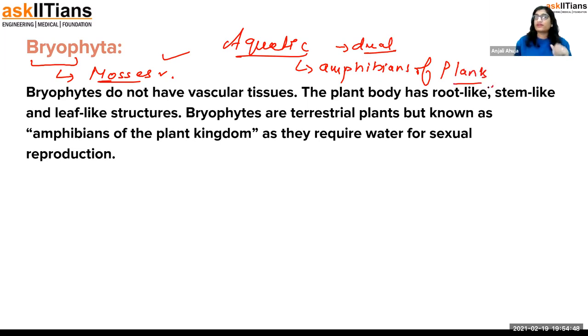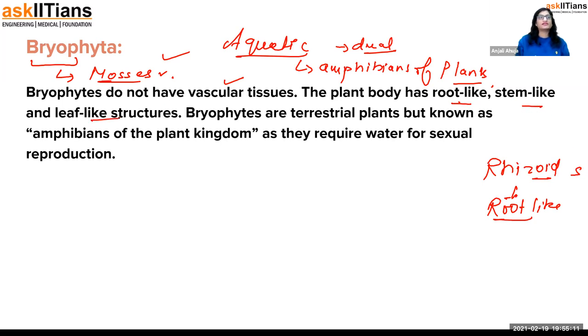Now, as they have a lot of water around them, they do not require vascular tissue, xylem and phloem. Their body is a little bit differentiated. They have a root-like structure, not properly root-like. We call it rhizoids, through which they are attached to the place where they are. Then there is a stem-like structure and a leaf-like structure, which we also call a frond. It's not a true leaf, just a leaf-like structure. They have started to have little modifications. They require water for sexual reproduction. Why they require water for sexual reproduction, you will get to know here.